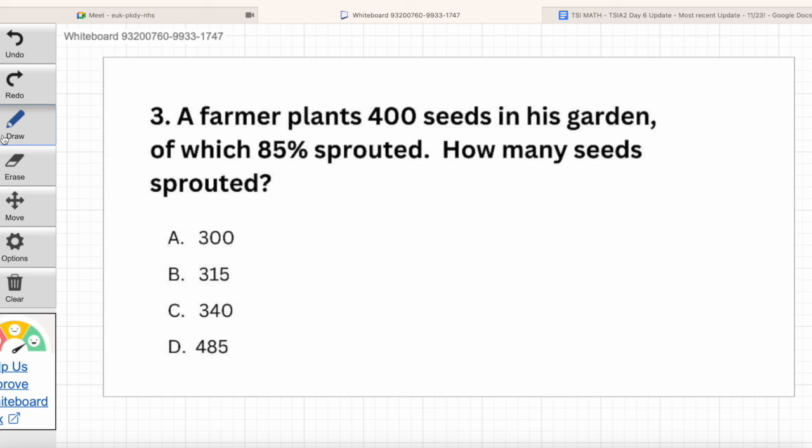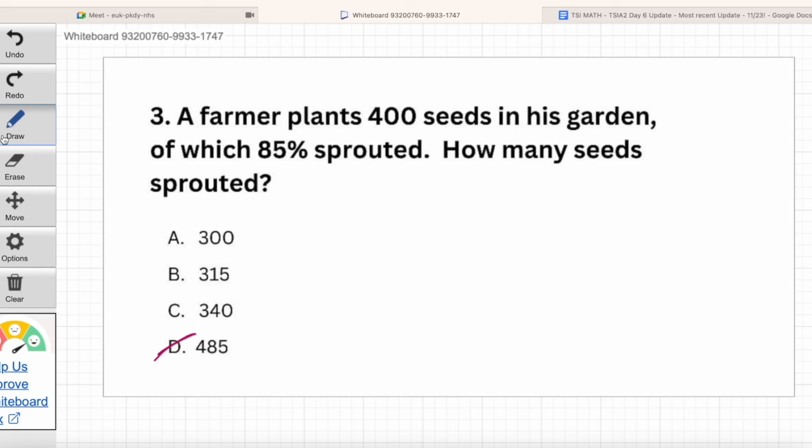Is the number of seeds that sprouted going to be bigger than 400 or less than 400? Less than 400. It's got to be less than 400, right? I mean, 100% of 400 would be 400. But anything less than 100%, it's going to be a number smaller than 400. Does that make some sense? Yes. So right off the bat, we can get rid of at least one answer choice that doesn't make any sense. What answer choice can we get rid of? D. Yeah, we can get rid of D, because that's bigger than 400, and that doesn't make any sense. So even think in those terms and start getting rid of some bad answer choices. I just want to point that out.